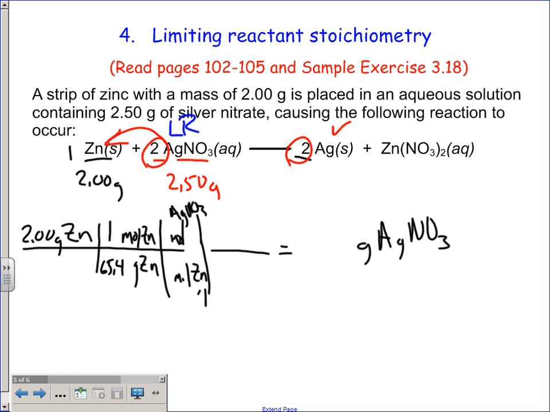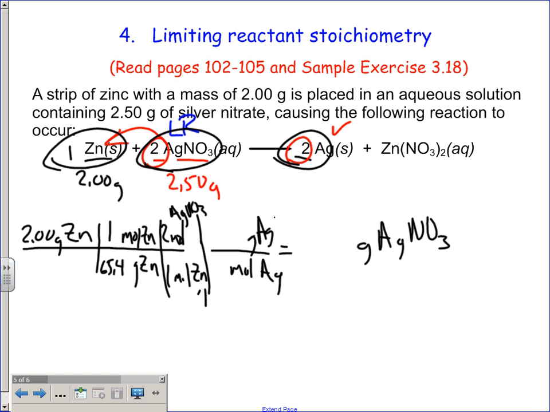My next step would be to change moles of zinc into moles of silver nitrate, using the balanced equation. 1 mole of zinc for every 2 moles of silver, but I'm not going to silver. I'm going to remember my other reactant, silver nitrate here. So it is a 1:2 ratio. And then my last step, I don't want moles of silver nitrate. I really want grams of silver nitrate, and that would involve the molar mass. Once again, it's the mass of 1 mole. And silver nitrate's 169.9 grams of AgNO3. When you plug it into your calculator, you end up getting 10.4 grams of AgNO3.